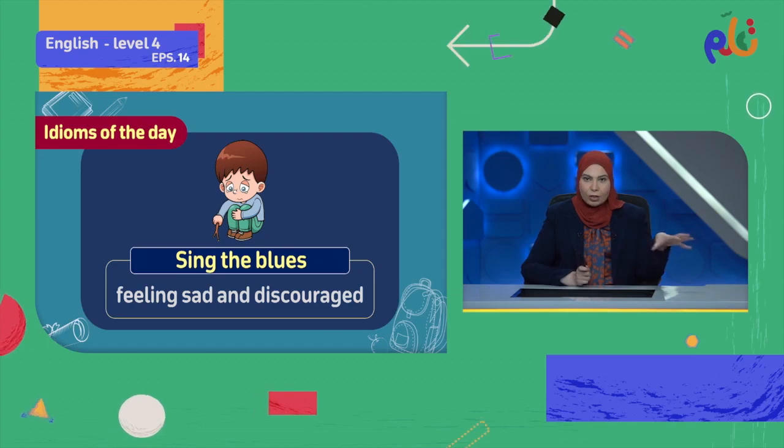So we can use it, and a good example for this is when I say, okay, last week when I saw the hotel room, I sang the blues, which means when I saw the hotel room, I felt really sad and discouraged because I paid a lot of money and it wasn't up to my expectations. Or I sang the blues when my exam results appeared. So this means that I wasn't very happy about the exam results.